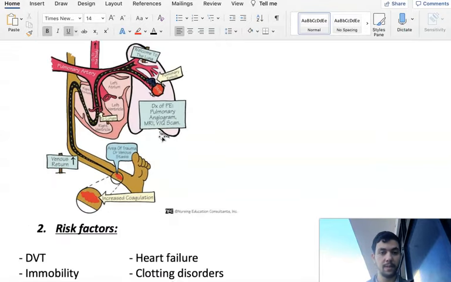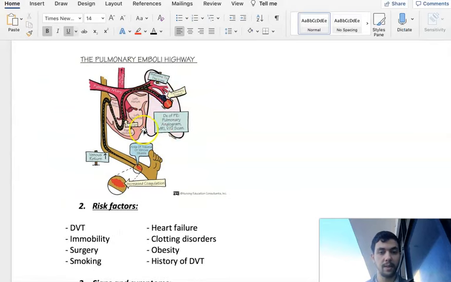You can see the heart and the PE and where it stops, and it decreases the oxygen, decreases the flow.